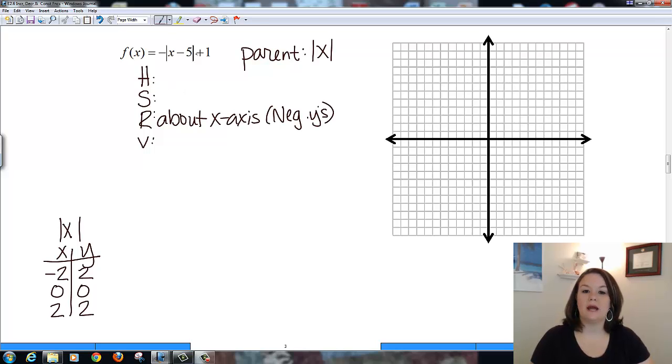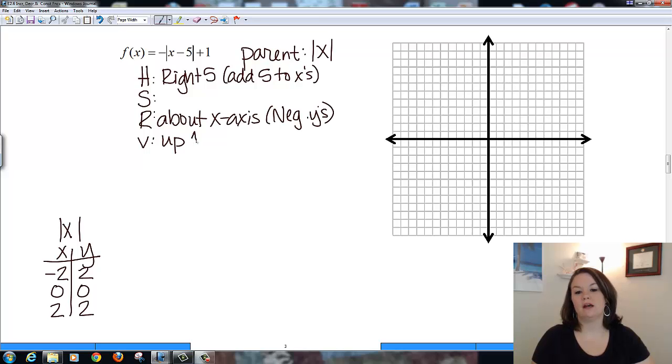Then I have this minus 5 inside the function. When I subtract 5 inside the function, that's going to move me to the right 5. So I'm going to add 5 to my x's. And then this last thing, I have a plus 1 on the outside. Plus 1 on the outside is going to move me up 1. So I'm going to add 1 to the y's. I don't have any multiplication, so that means I don't have any stretching.